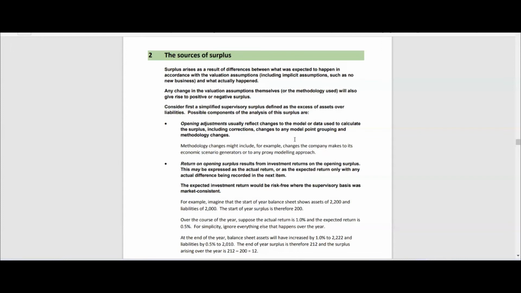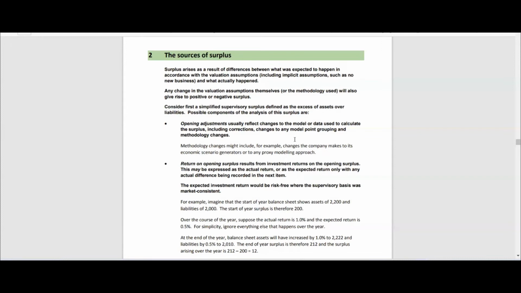So the more buckets we can split into, the better. Usually there would be these buckets. First would be the new business, as I mentioned. Then there would be a change in the assumptions. The assumption change can also be split into the expected assumption change and the actual assumption change, right? The actual assumption change is also called experience adjustment, because your assumption has changed, right?